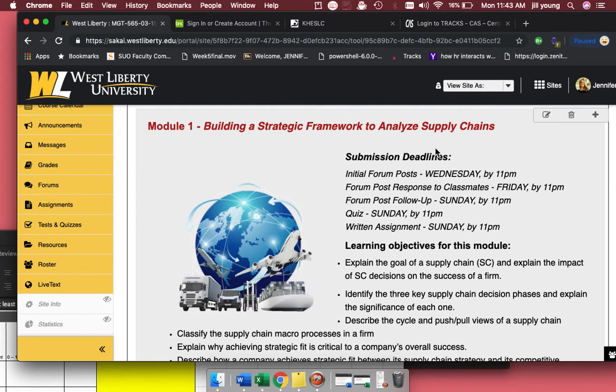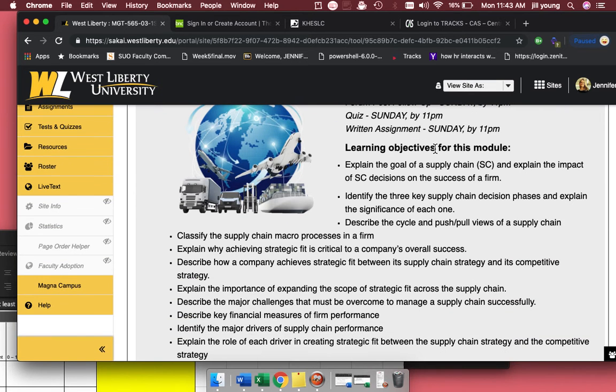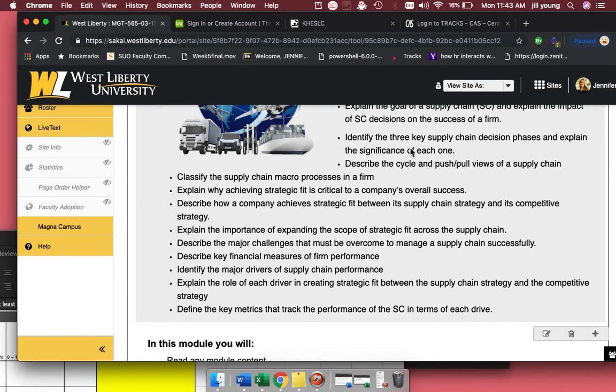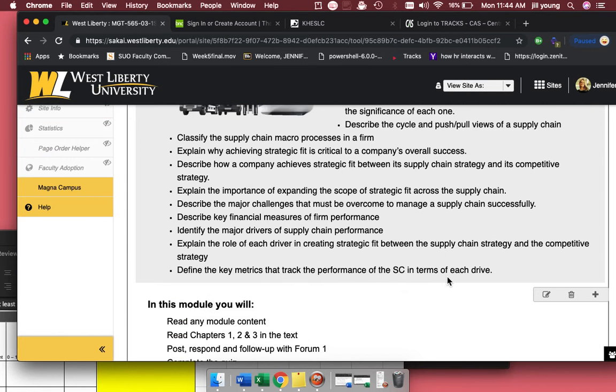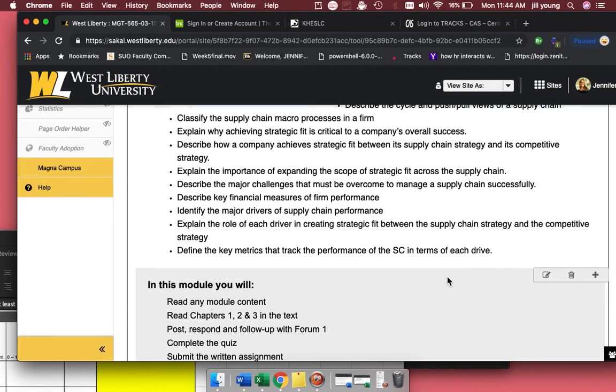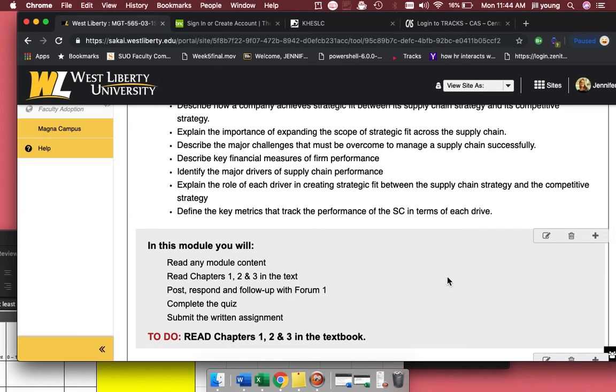So the first thing we're going to talk about is supply chain and the phases of that. We're going to talk about push-pull views of supply chain, strategic fit between supply chain strategy and competitive strategy. Basically, they're all listed here, but we're going to go through the whole thing: define it, talk about the cycle, the phases, and basically, we talk a lot about making it as efficient as possible in this class.